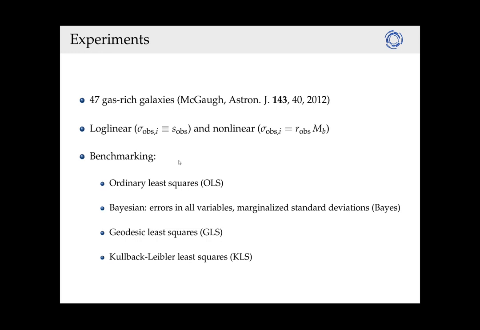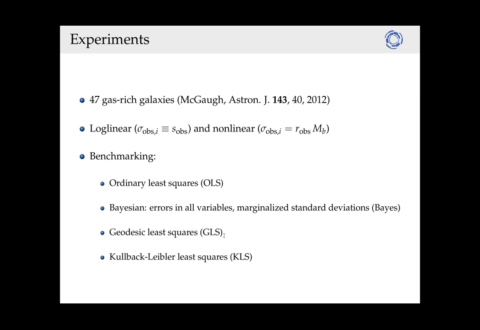So we're going to do this benchmarking test, ordinary least squares. We also here use not maximum a posteriori, but a Bayesian method that takes into account errors in all variables, predictor and response variables, and where the standard deviations are marginalized. That means that it's also a robust method. So we marginalize standard deviations from the model. That means that it becomes also a robust method. So this we're going to refer to as the Bayes method.